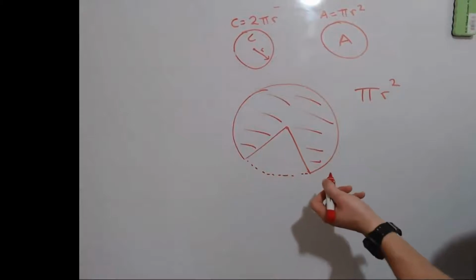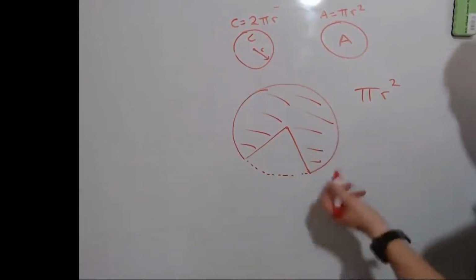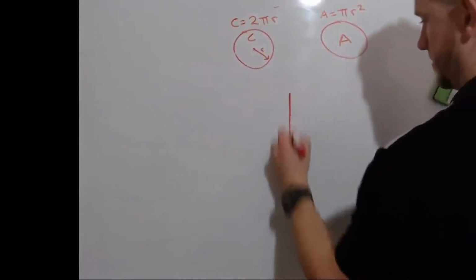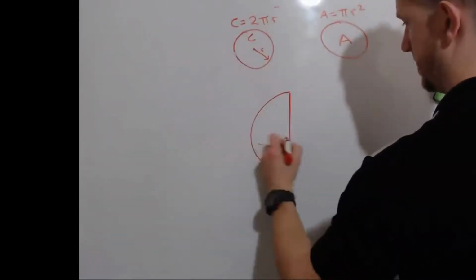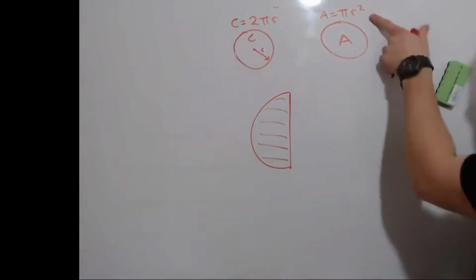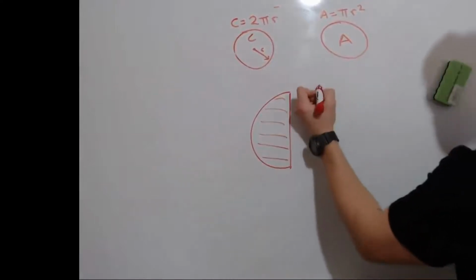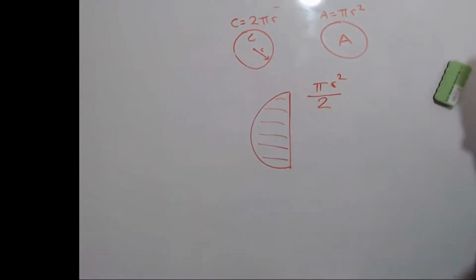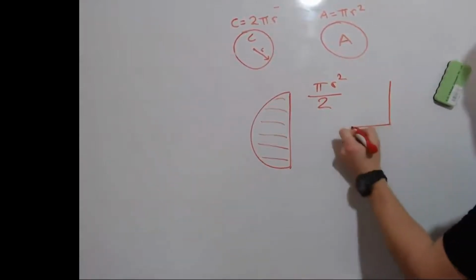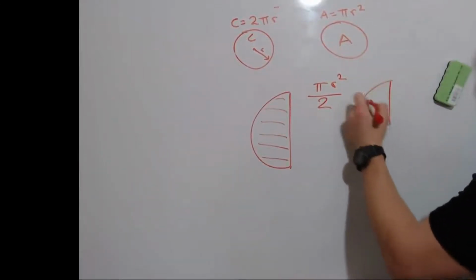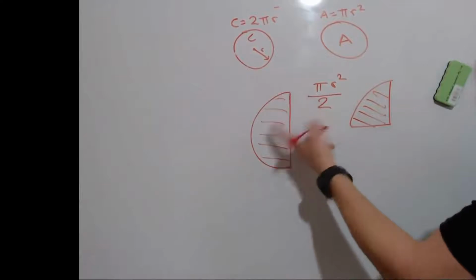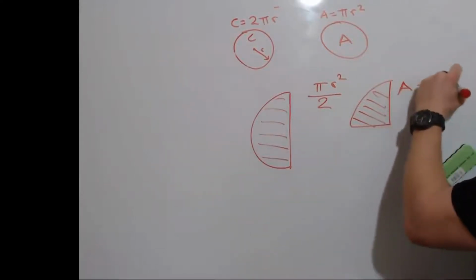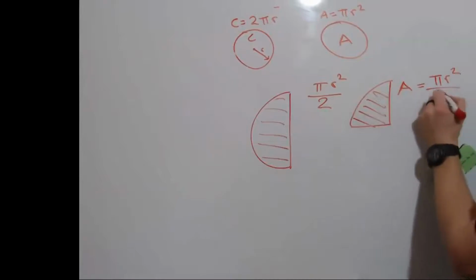If I took half a pizza or half a circle, straight down the middle, and this is what I've got, what would you say the area is? If a full circle is pi r squared, I've halved it, so it must just be half pi r squared. Then if I gave you a quarter of a circle, I've divided this circle by 4, you would probably say the area is equal to pi r squared divided by 4.